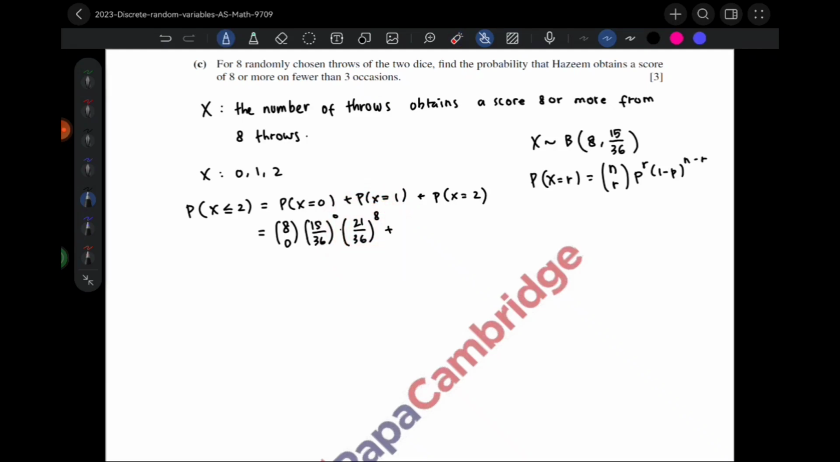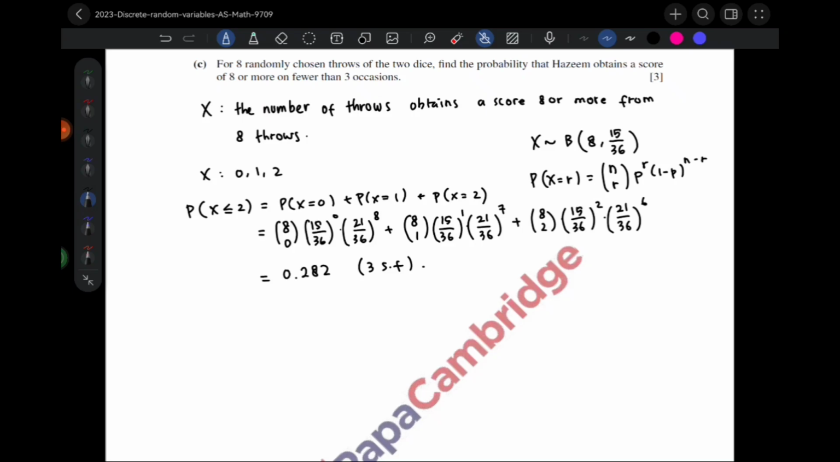For probability x equals 1, we have 8C1 times 15 out of 36 to the power of 1 times 21 out of 36 to the power of 7. Probability x equals 2 is 8C2 times 15 over 36 squared times 21 over 36 to the power of 6. So just calculate each of these. You get 0.282 to 3 significant figures. Okay, this is the end of number 1.